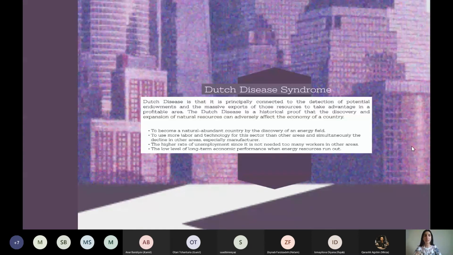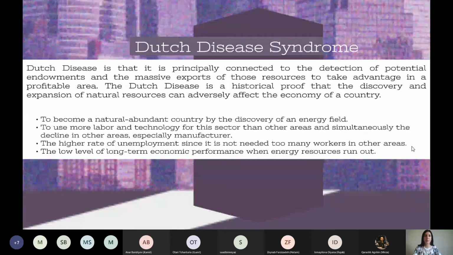First, I'd like to say because it happened in the Netherlands for the first time in the 1960s, if I'm not mistaken. Yeah, it happened in the Netherlands. That's why it's called the Dutch disease. So what's Dutch disease? Dutch disease says that a country discovers an expansion of natural resources, but unfortunately, this abundant natural resource adversely or negatively affects the economy of the country. You can think, how can that happen? If we have natural resources, how can the economy be worse?